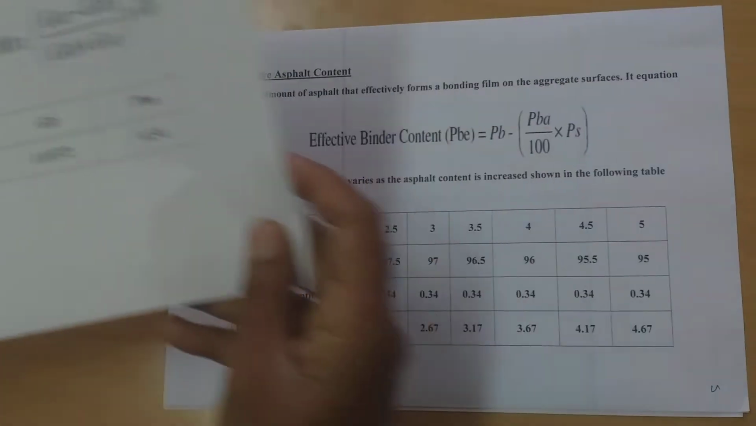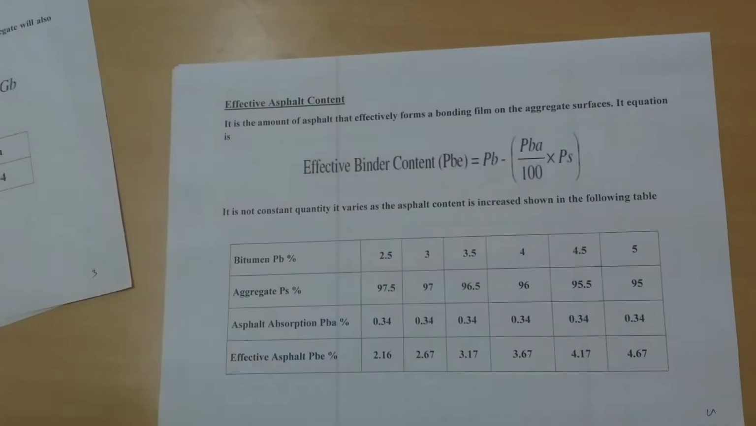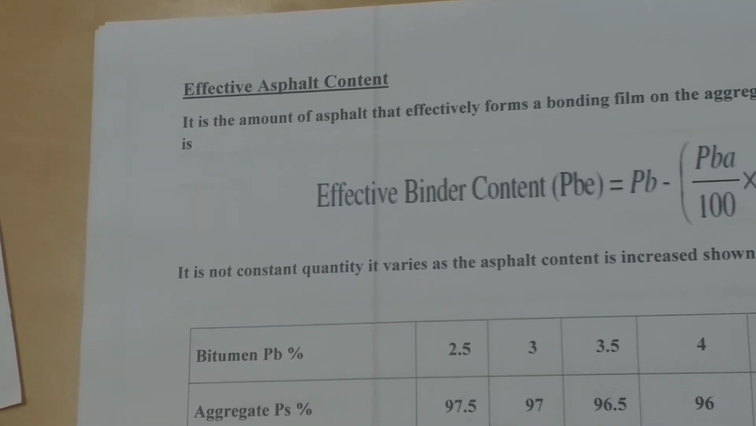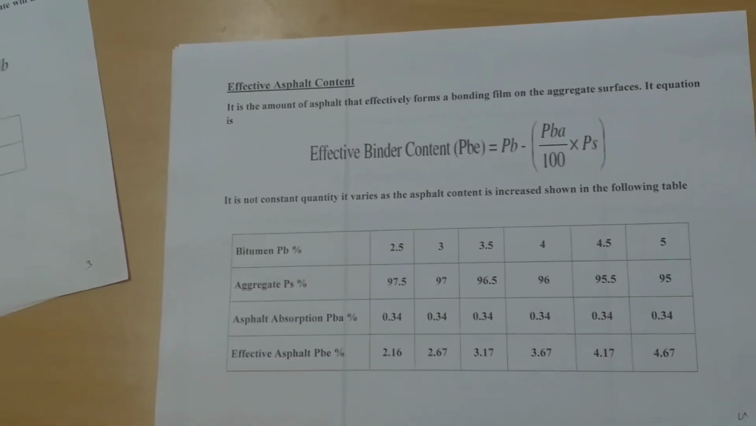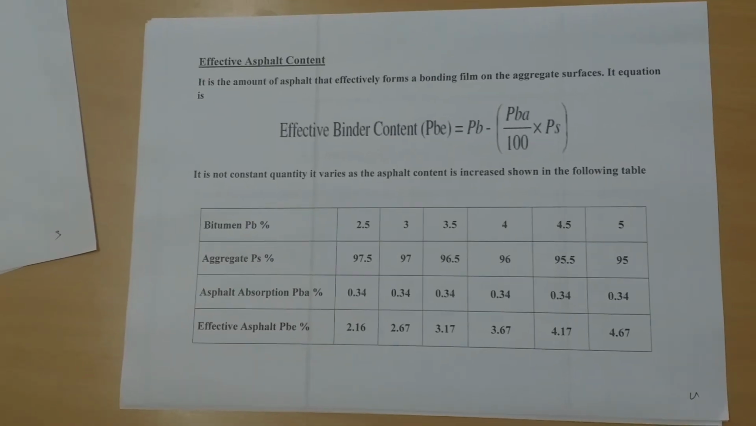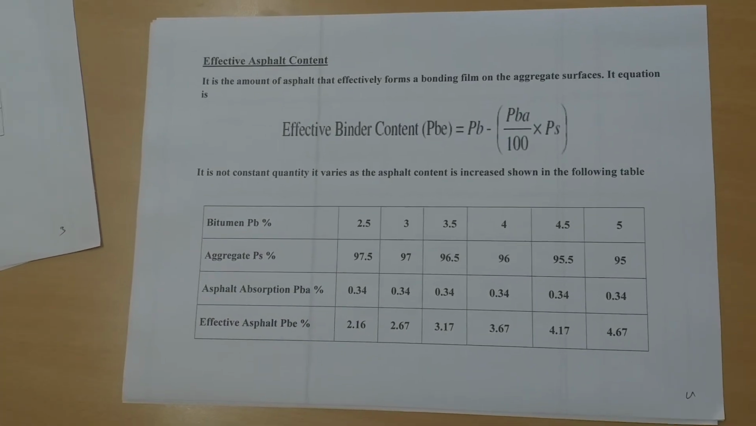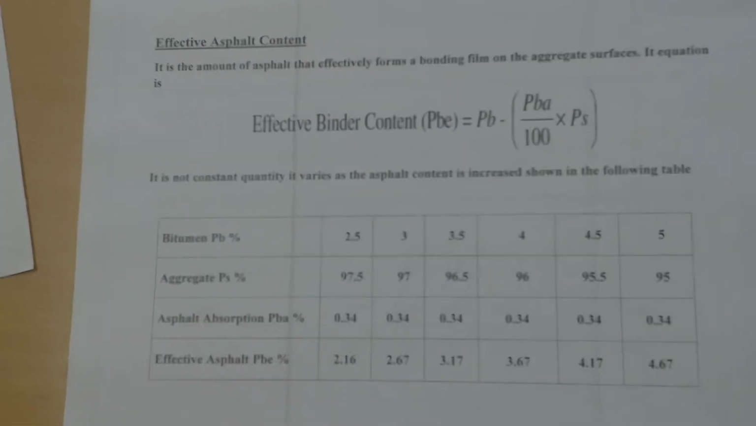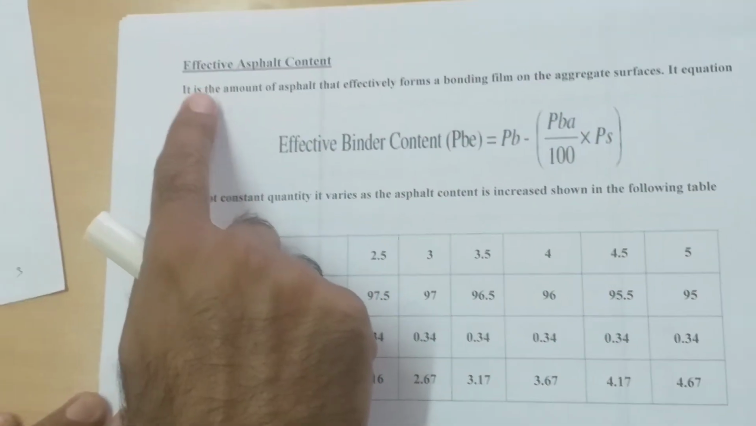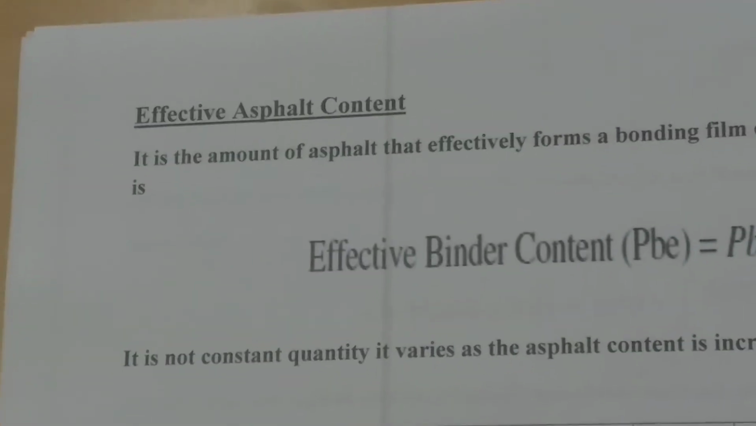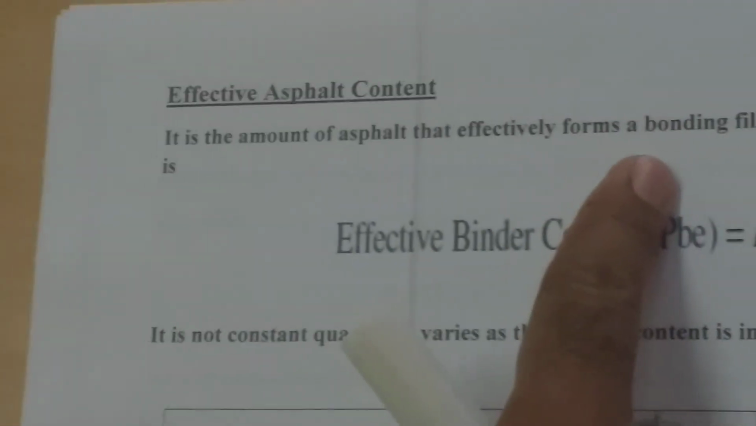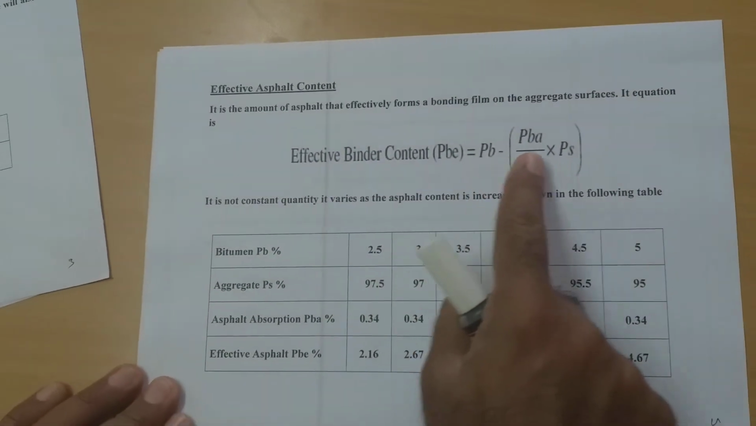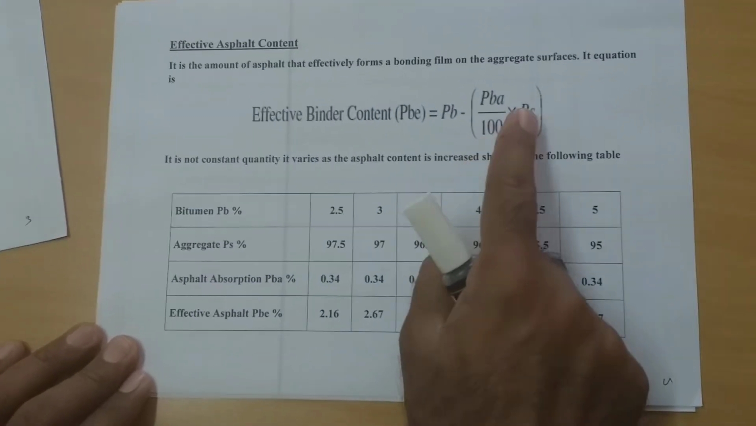Next, when we have put some bitumen into the material, some portion is absorbed and the other portion forms a coating layer on the aggregate. That amount of the bituminous material which either remains free or forms the coating layer on the aggregate is known as the effective asphalt content. This effective asphalt content can be determined by the following formula: PBE = (PB minus PBA) divided by 100 into PS.